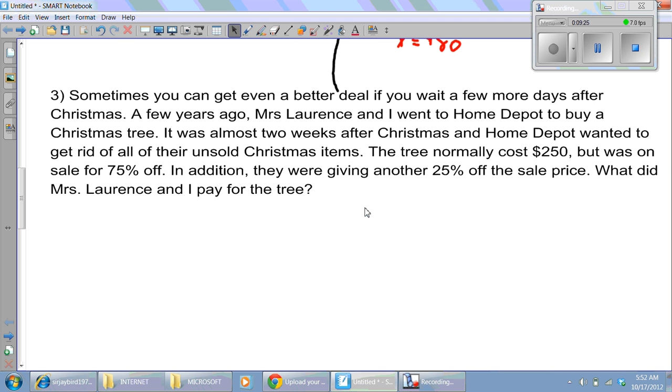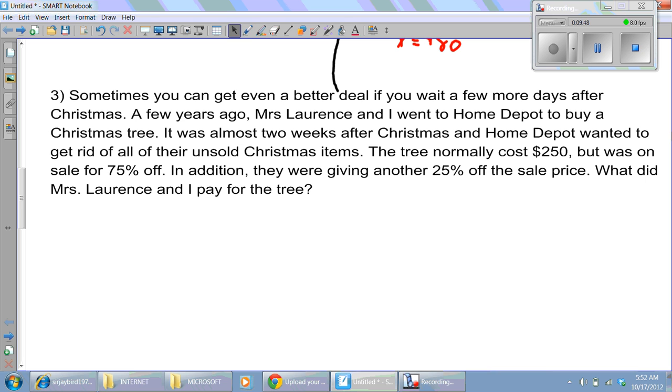A few years ago, Mrs. Lawrence and I went to Home Depot to buy a Christmas tree. It was almost 2 weeks after Christmas, and Home Depot wanted to get rid of all their unsold trees. The tree normally cost $250, but was on sale for 75% off. In addition, they were giving another 25% off the sale price. What did Mrs. Lawrence and I pay for the tree?